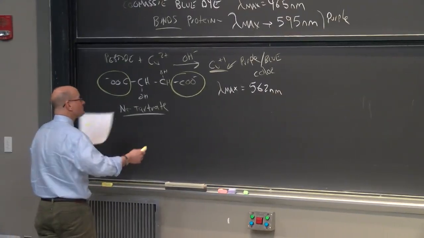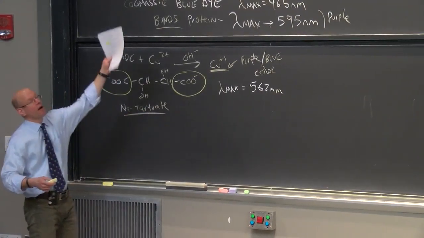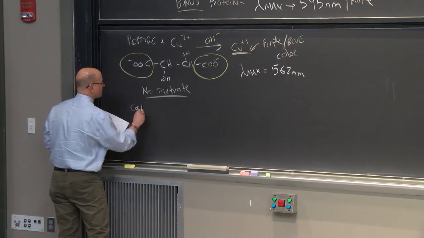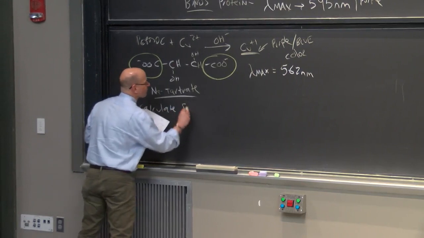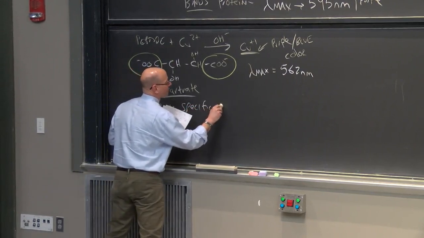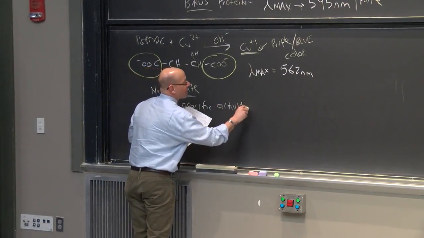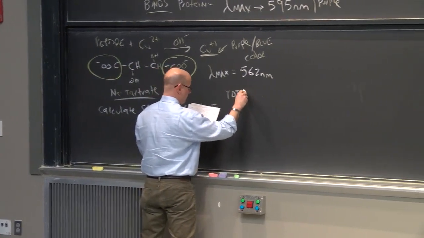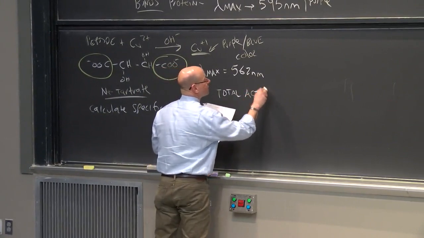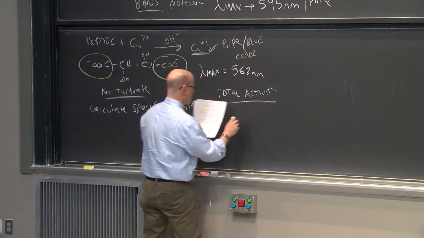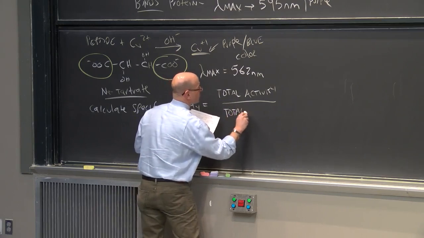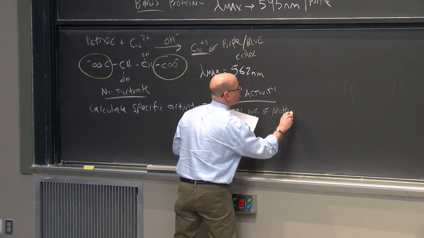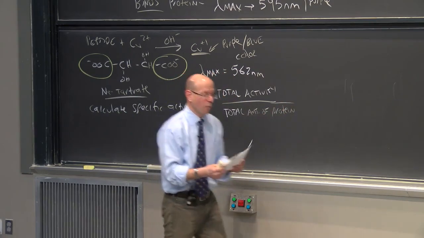Once I know what my protein concentration is and I know what my activity is, now finally I can calculate the specific activity. Because my specific activity is simply the total amount of activity divided by the total amount of protein. Okay. Now, why is that important?